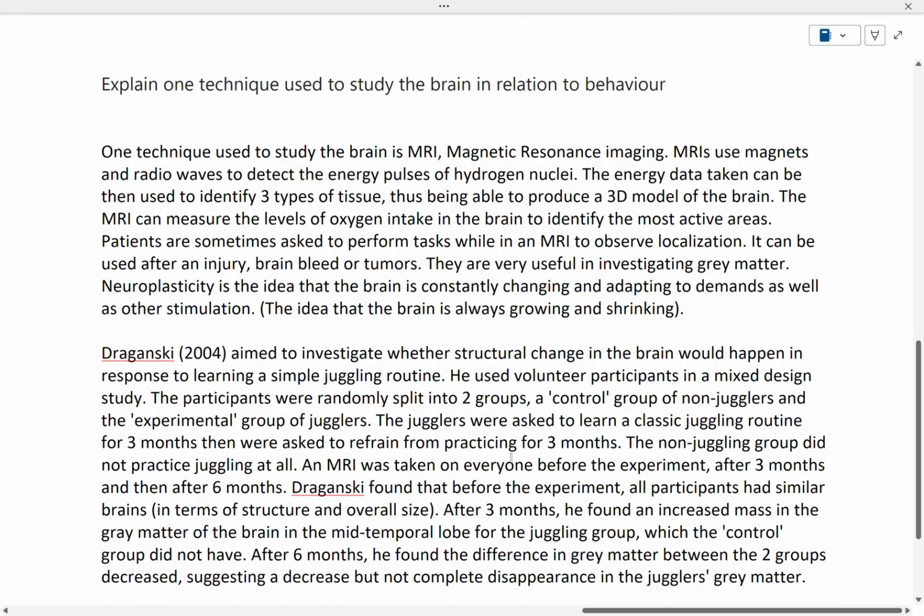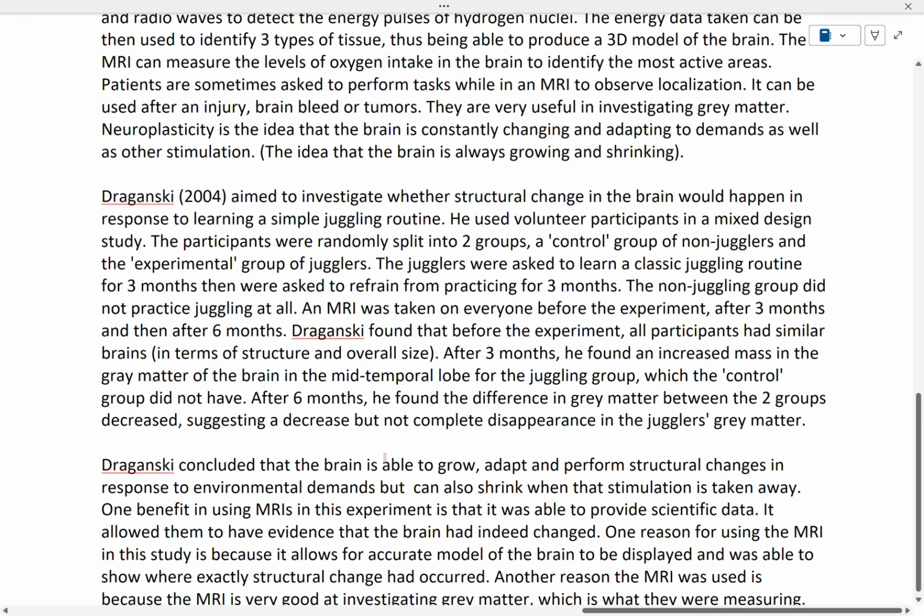Paragraph number 2 is basically a study, okay? If you do want to know more about the study, we will be coming up with a video for the study, and we'll explain it more.